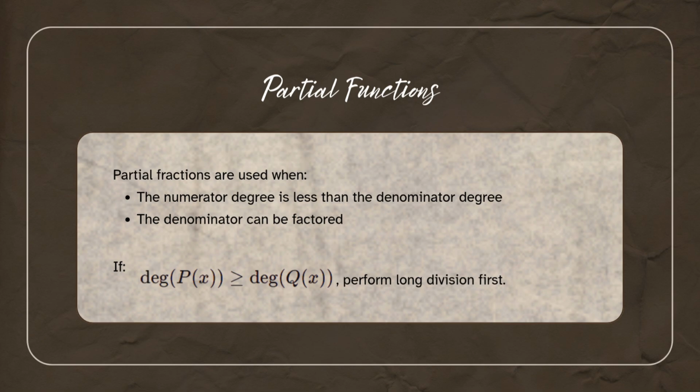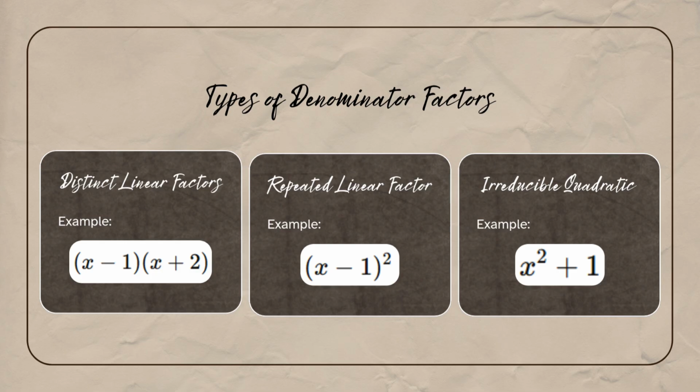Okay, so if you don't know, partial fractions are used when the numerator degree is less than the denominator degree, and when the denominator can be factored. So if the degree of p(x) is more than the degree of q(x), you need to perform a long division first. Now let's move on to the types of denominator factors.